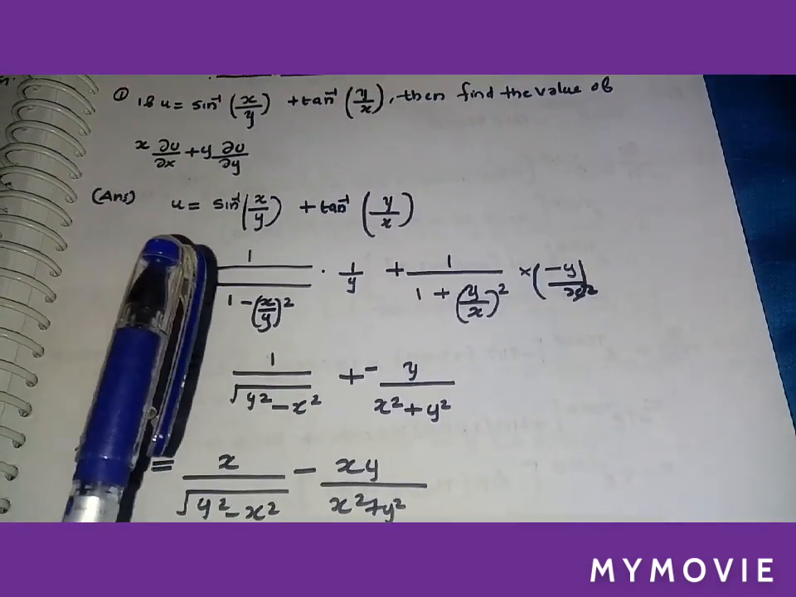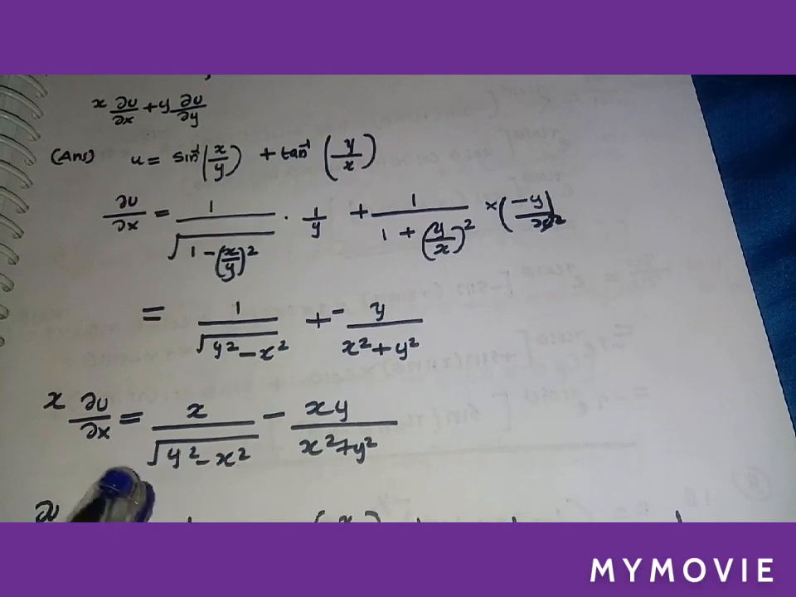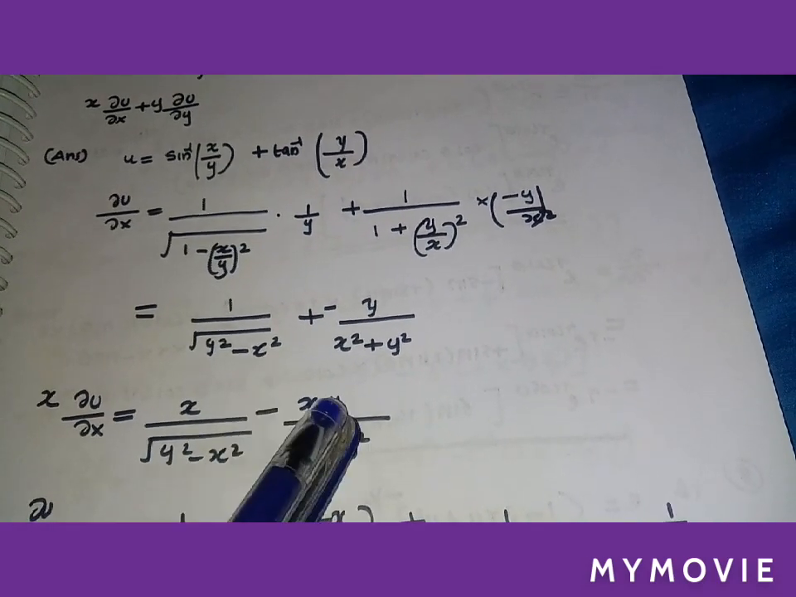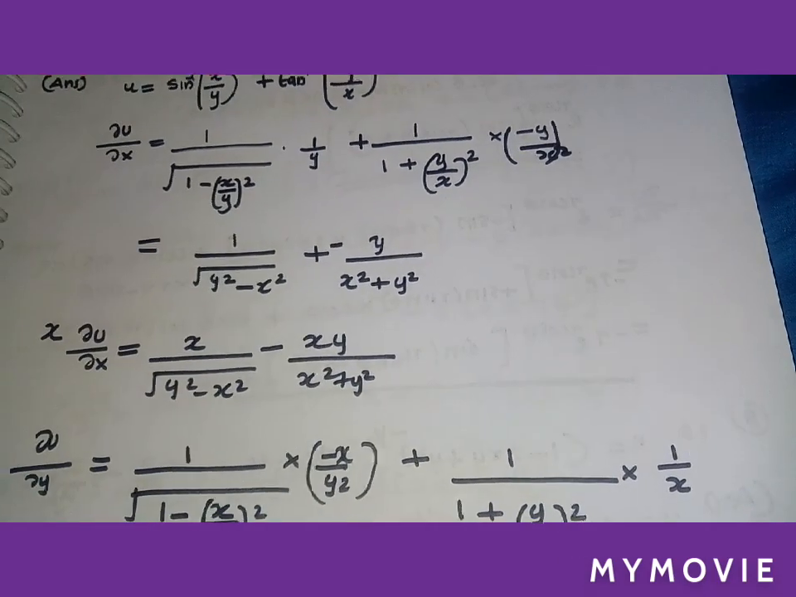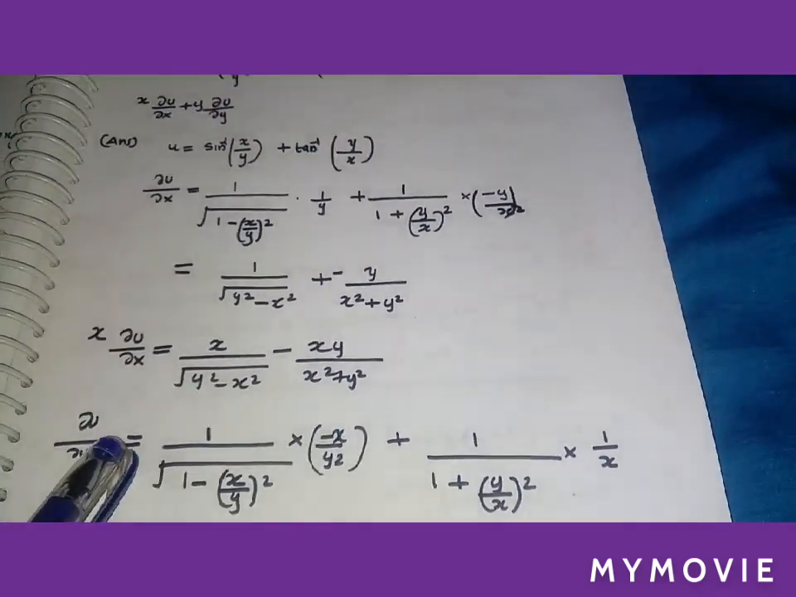In the question, x into ∂u/∂x. So x into ∂u/∂x means x divided by under root y square minus x square, minus xy divided by x square plus y square. Next we have to find the partial derivative with respect to y.